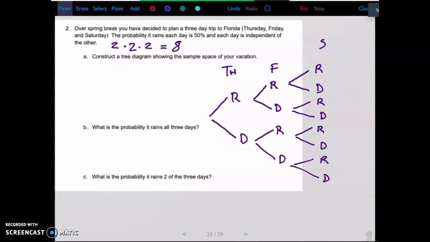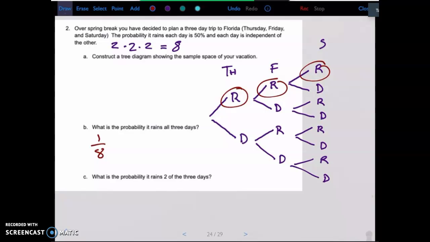What's the probability it rains all 3 days? So it rains all 3 days right here. 1, 2, 3. That's the only scenario where it could rain all 3 days. So that's going to be 1/8. What's the probability it rains 2 of the 3 days?